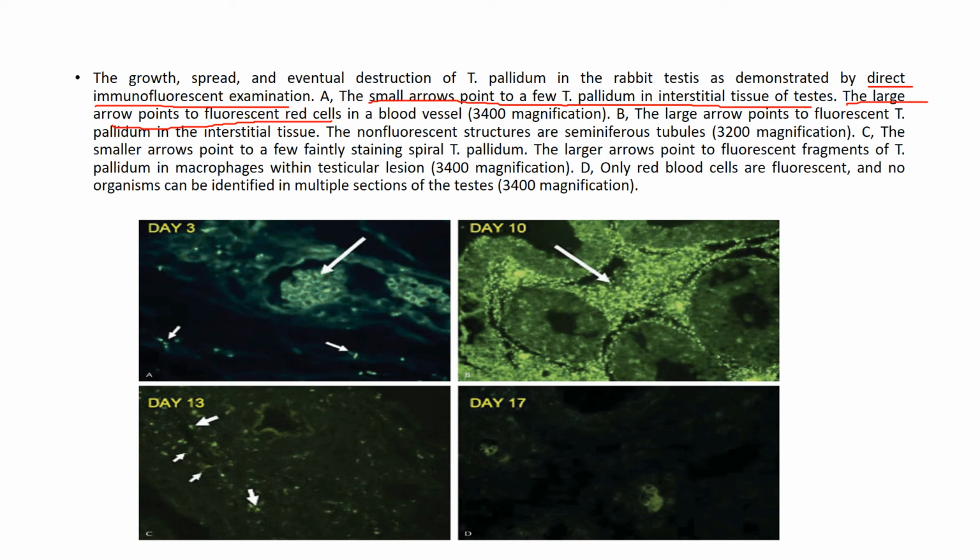And in the C image, which is day 13, the smaller arrow points to few faintly staining spiral Treponema pallidum. The larger arrows point to the fluorescent fragments of Treponema pallidum in the macrophages within the testicular lesion. And the D image only shows red blood cells are fluorescent and no organism can be identified in multiple sections of the testes.